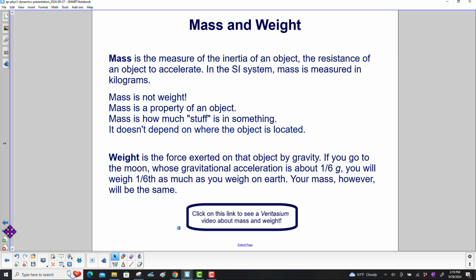Mass is how much stuff is in something. It doesn't depend on where the object is located. Weight is the force exerted on that object by gravity. If you go to the moon, whose gravitational acceleration is about 1/6 of g, you will weigh 1/6 as much as you weigh on Earth. Your mass, however, will be the same.